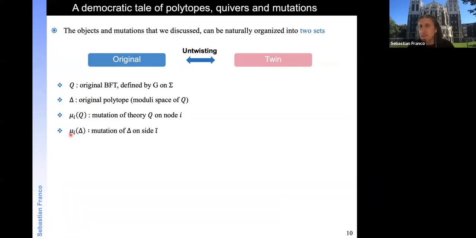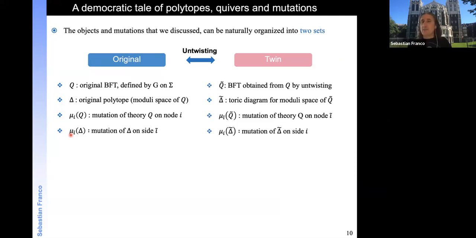And, as I said, I can also group things a little bit more finely, and I can talk about mutations on edges, but for the sake of the discussion, let me just mutate on an entire edge, a side. And on the other side, I will have a similar set of objects. I will have a new quiver theory, which we call the twin quiver theory, Q tilde. I will have a new polytope, which is the moduli space of this theory. It's the toric diagram for the moduli space of this theory.